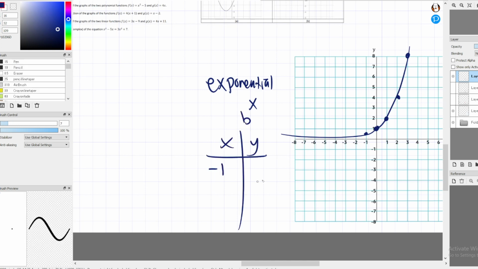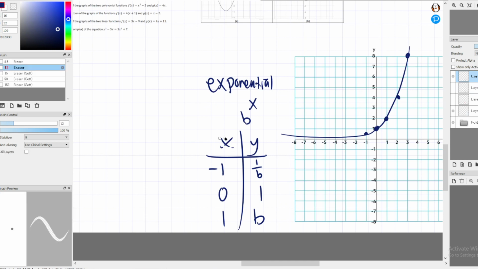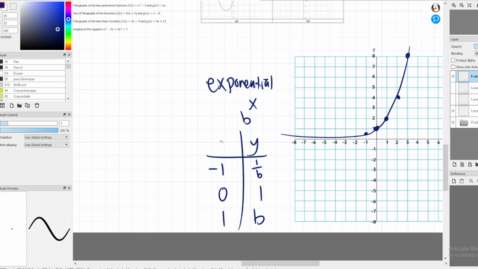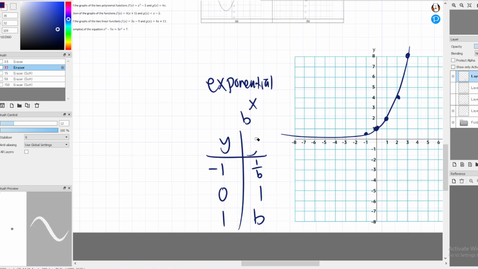is your -1 is the same as 1 over your base for your y. See how we had -1 is 1/2 when we graphed 2 to the x power. Our 0 is always 1 because something to the 0th power is 1. And then our 1 is typically our base. This is important to know. And logarithmic functions are exactly the same, but their x and y's are swapped.